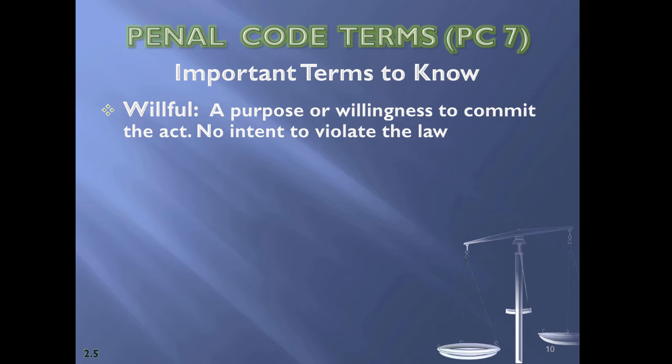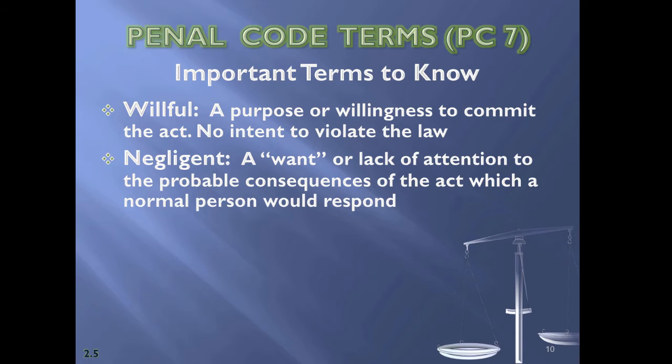If they committed the act and they meant to commit the act, whether or not they knew it was illegal is irrelevant. They're still in violation. So willfulness talks about a person's willfulness to actually commit the act that they did. And again, they don't have to know that that act was illegal to be held accountable for it.